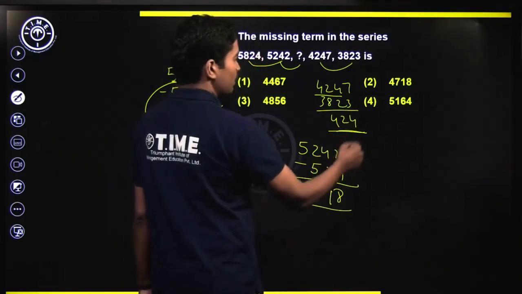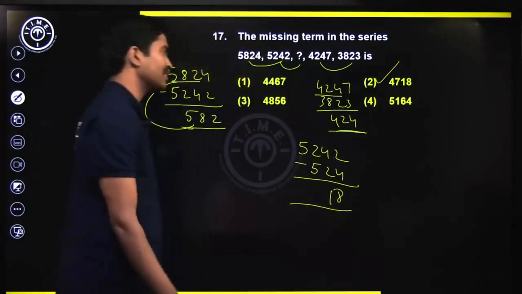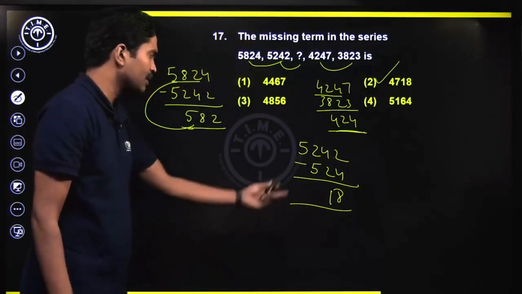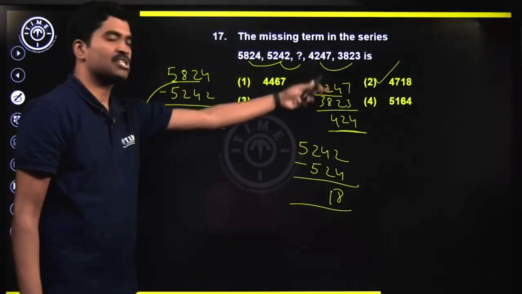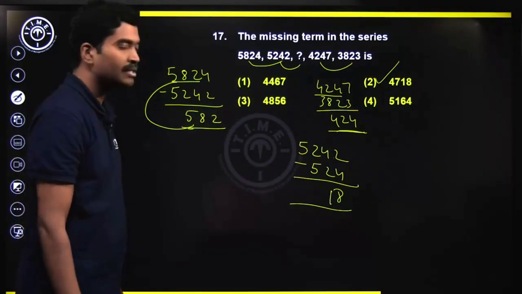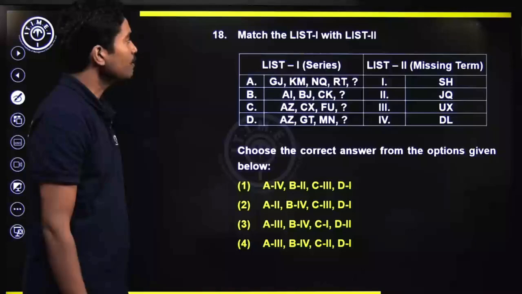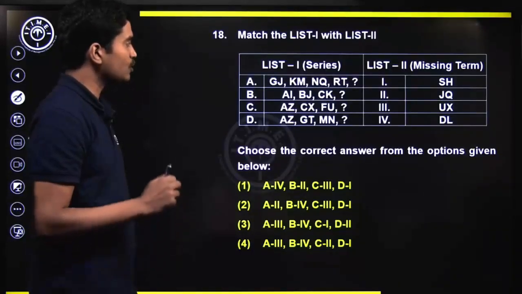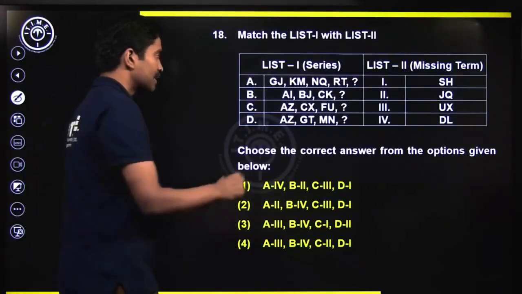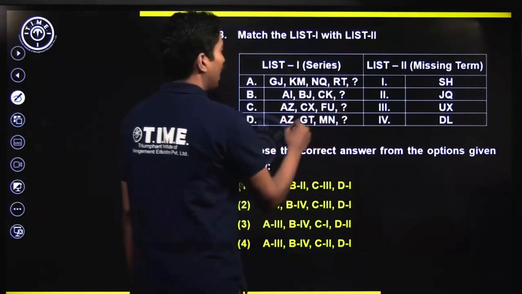So there's only one option with 18 in the last 2 digits. That's our answer. In any case, 52 minus 5 would have given us 47. That's option 2. Match list 1 with list 2. Okay. G, J, K, M, N, Q, R, T.